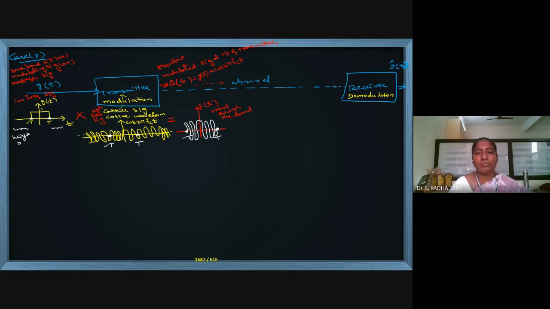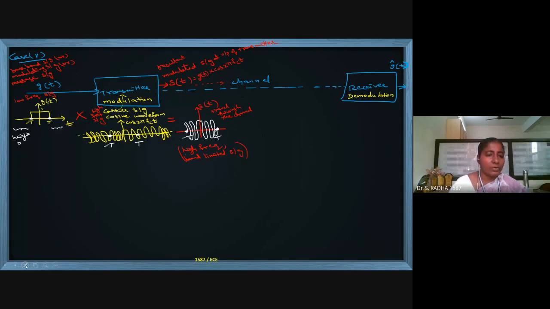You see the waveform. It is again cosine only. And the signal is band limited, and the frequency is high. This is a high frequency band limited signal. Now it is ready to transmit or travel through the channel. So this is what is called modulation.